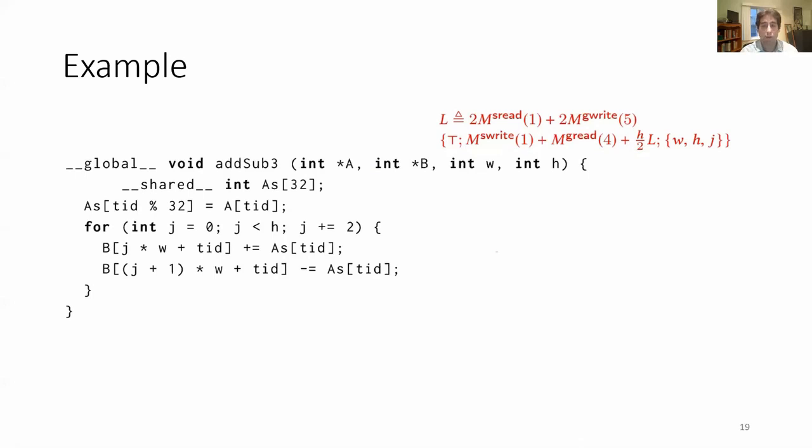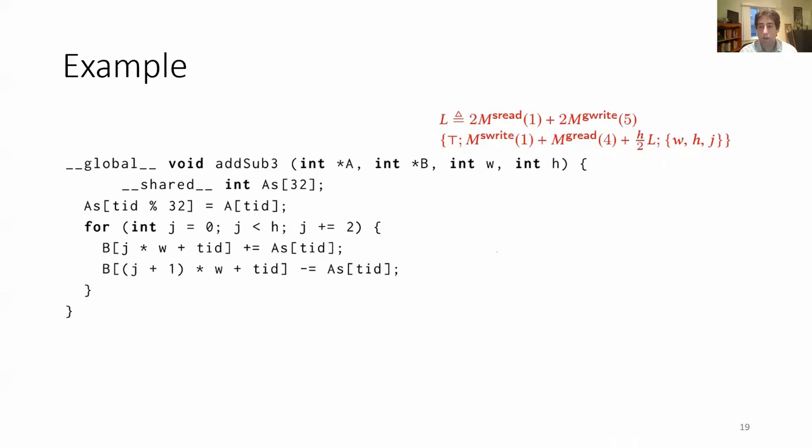We have 1 thread per column, and the code for each thread iterates over the rows. We first load the value of A for the column into shared memory, and then iterate over the rows 2 at a time, performing all of the additions and subtractions. For the purposes of this example, we'll assume that all costs other than memory reads and writes are 0. We'll start off with no information and some amount of potential.